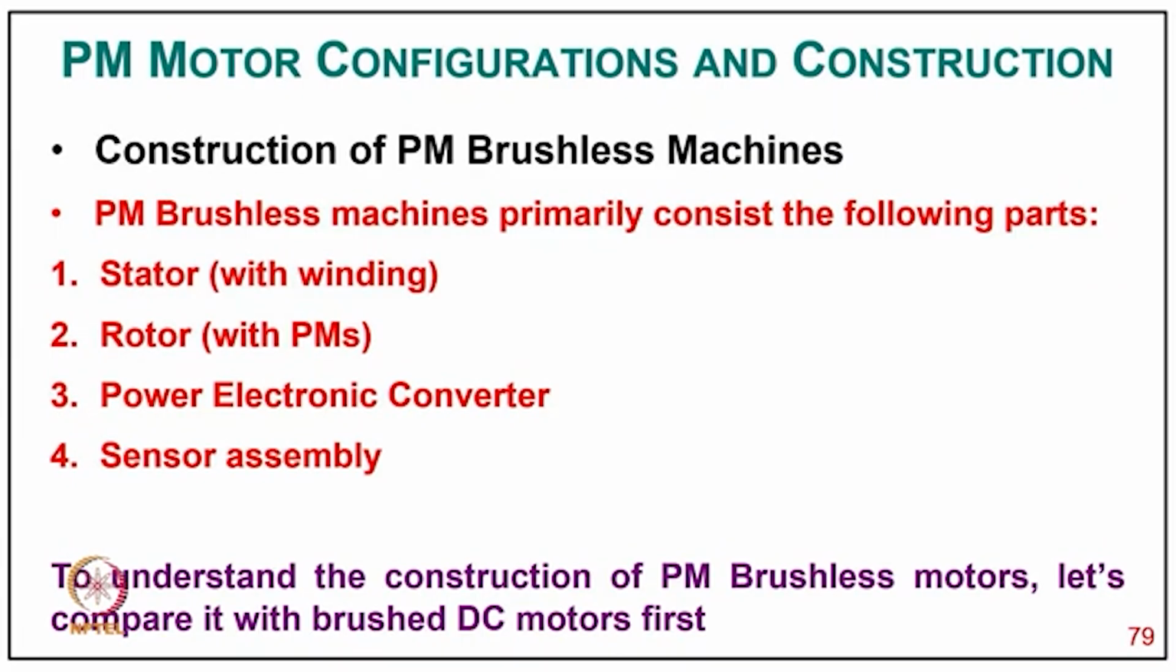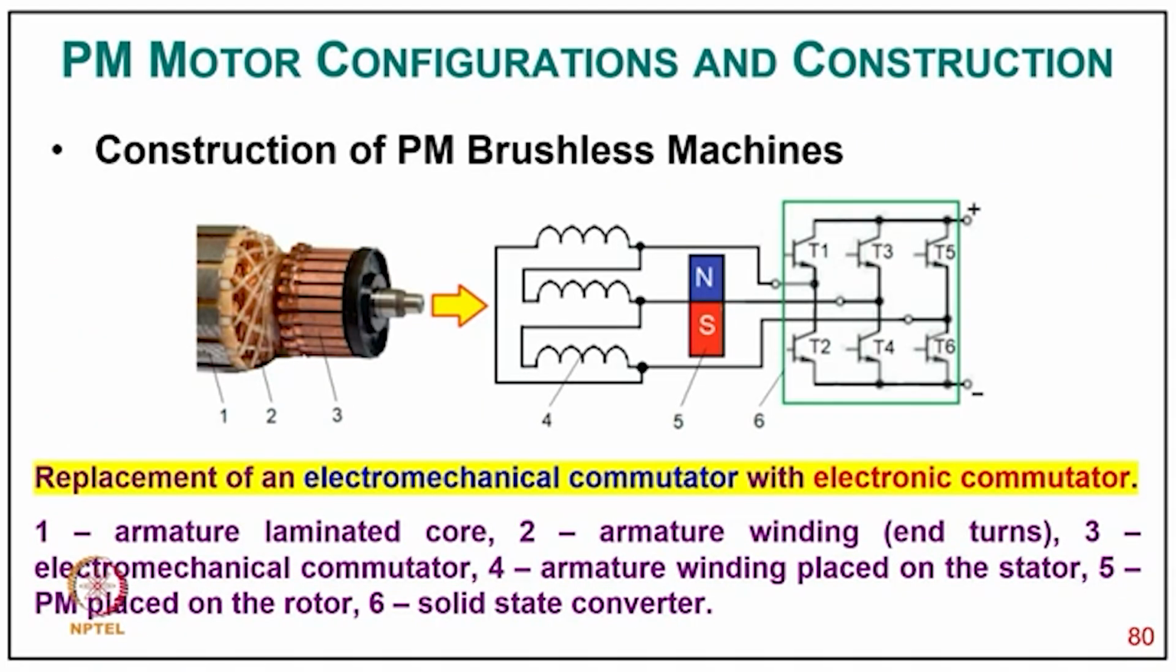Now coming to the typical construction of the permanent magnet brushless motor. It mainly consists of a stator with winding, a rotor with permanent magnets, and a power electronics converter and sensor assembly. To understand the construction of the permanent magnet brushless motor, let's compare it with the brush DC motor. So here it is the brush DC motor, and on the right side is a permanent magnet brushless DC motor, where the commutation here is mechanical commutation, and here it is electronic commutation.